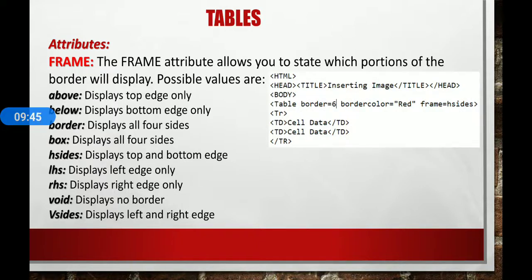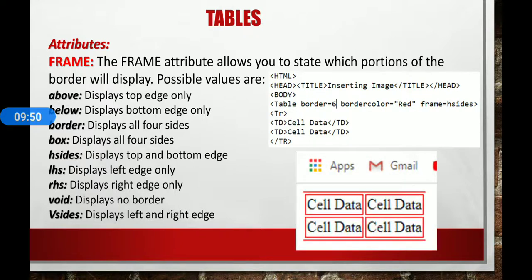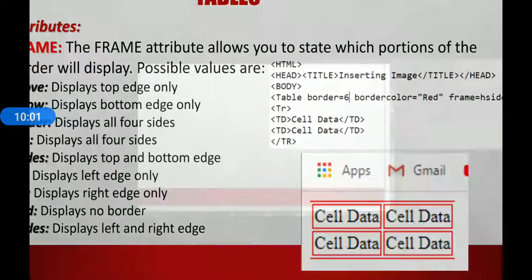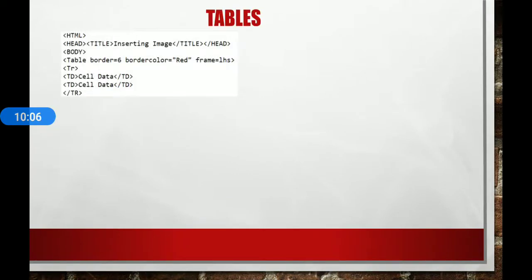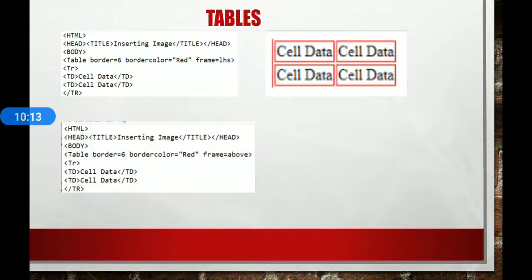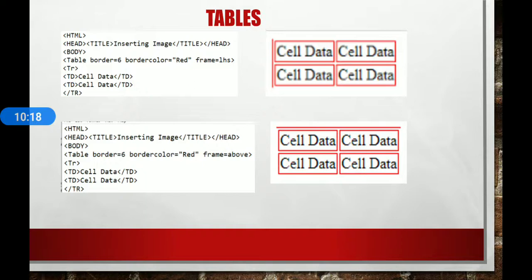Here is an example. Here we give the frame equal to hsides. It means it will show only the horizontal border. That's it. Only the top and bottom border is displayed here. Here the value is LHS, so it displays only the left hand side border. Here the frame equals above, so it displays only the top border.